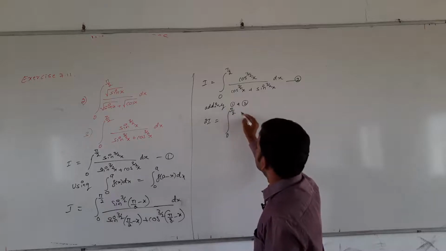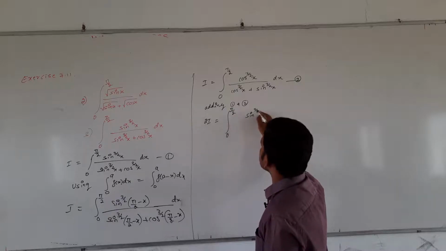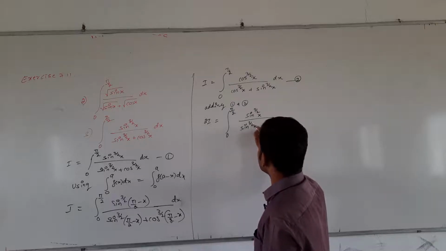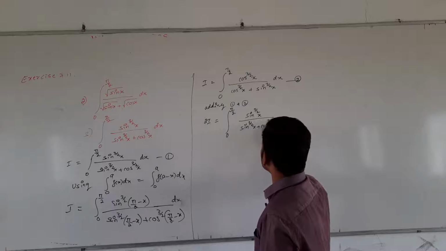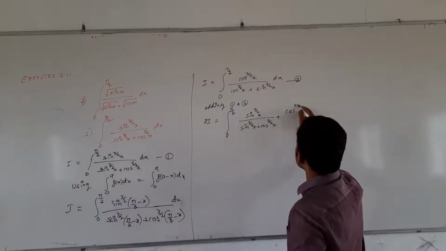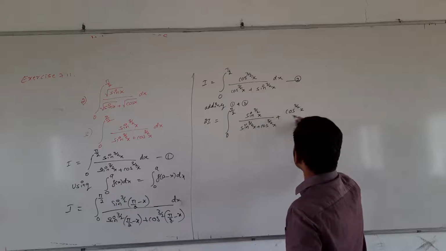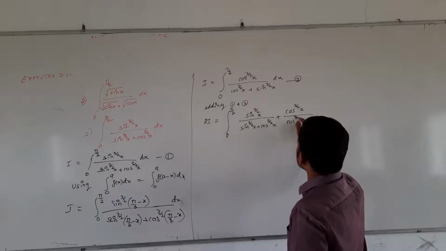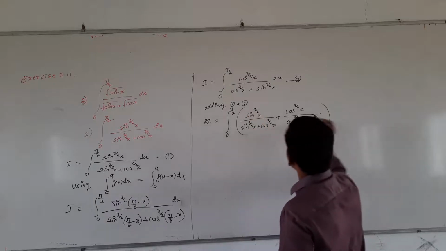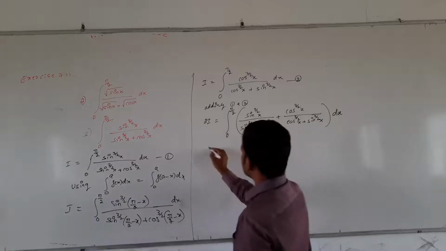0 to pi by 2, first one is sin raised to 3 by 2 x by sin raised to 3 by 2 x plus cos raised to 3 by 2 x. The function in the second integral is cos raised to 3 by 2 x by cos raised to 3 by 2 x plus sin raised to 3 by 2 x, integrating with respect to x.